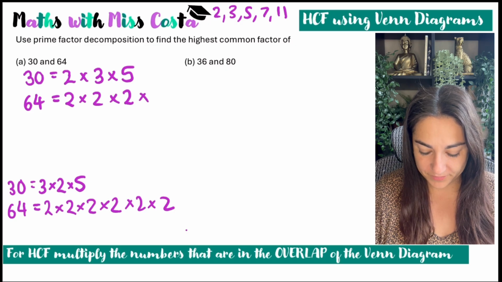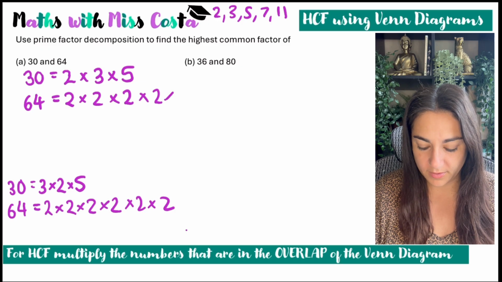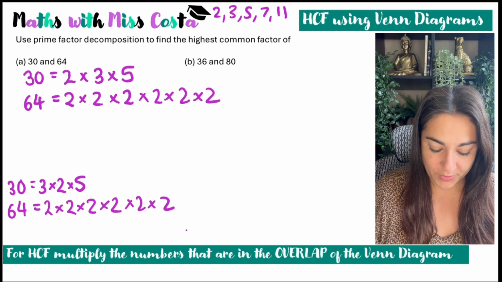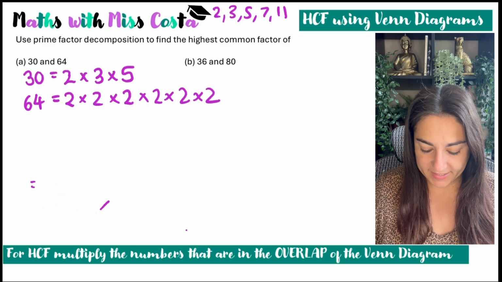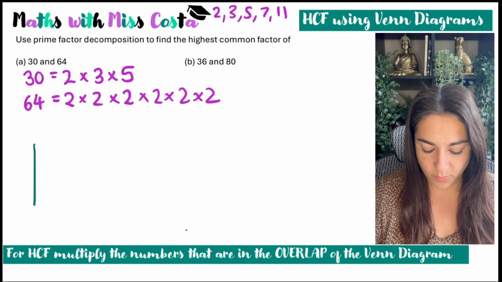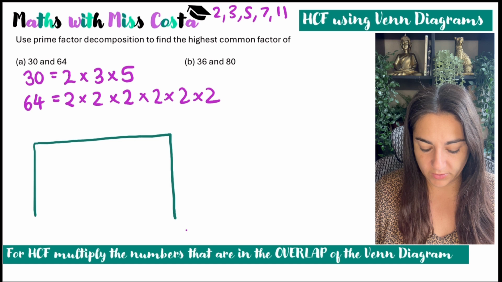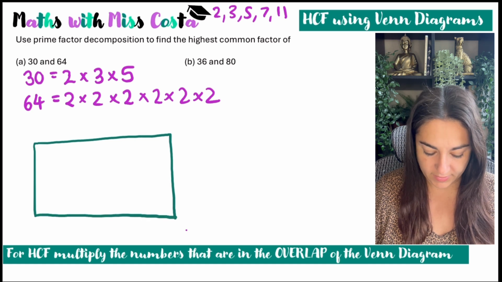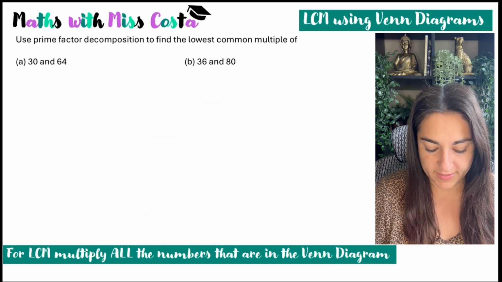6 times. 1, 2, 3, 4, 5, 6. So, okay, this isn't the best example actually because I don't have very many factors in common, but it will be fine for when we do the lowest common multiple over here. So I'm just going to actually write this out.